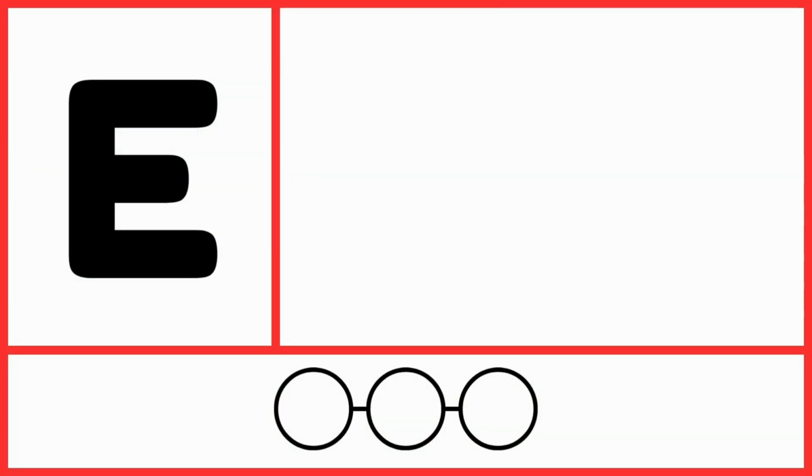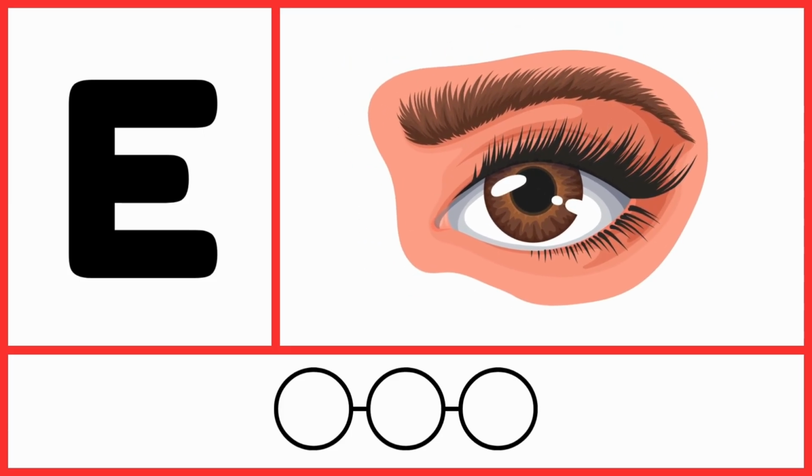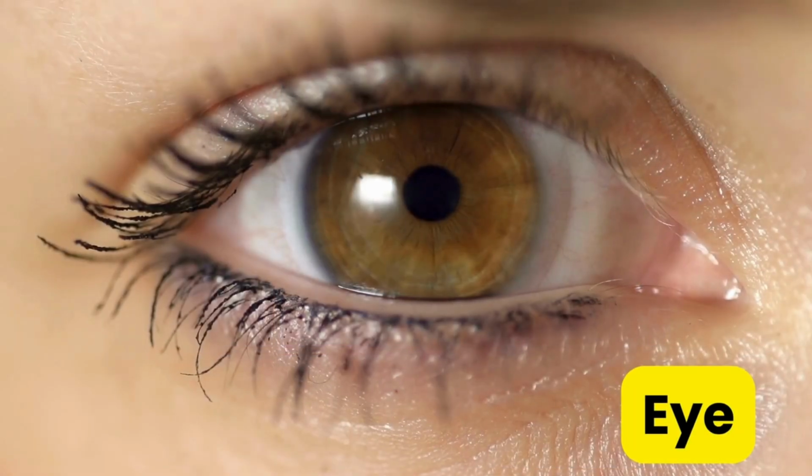E. E is for eye. Let's spell it. E, Y, E. E is for eye. Eye.